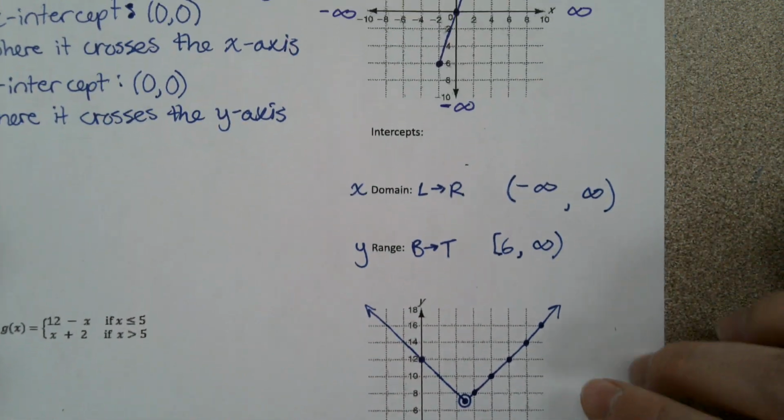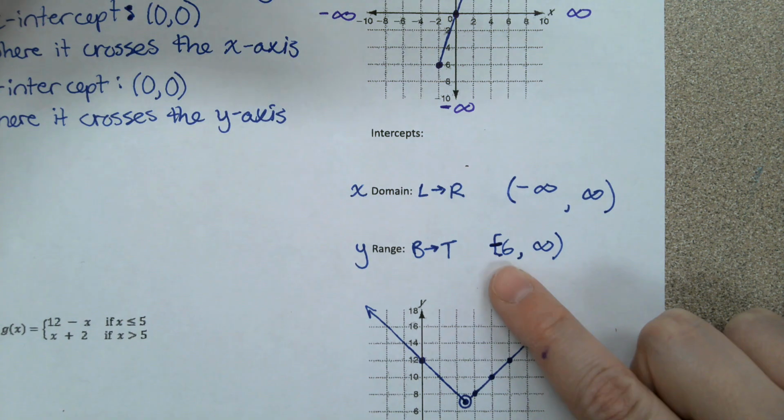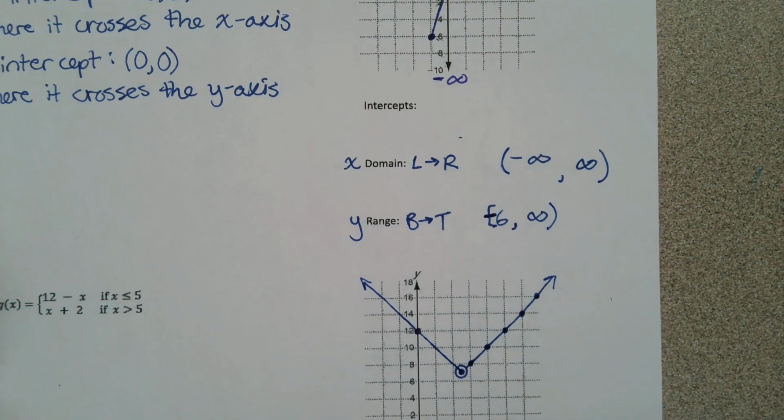Oh, I want to come back here real quick. I just realized I put positive 6 here. This should be a negative 6. Minor detail. Negative 6. I covered it up, so I wasn't even thinking. Carry on.